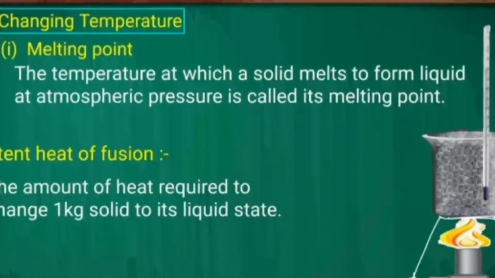This is called latent heat, meaning this heat quantity is hidden. Then comes latent heat of fusion. It is the amount of heat energy that is required to change 1 kg of solid into liquid at atmospheric pressure at its melting point, meaning here the heat is hidden, and 1 kg of solid is converted into liquid.